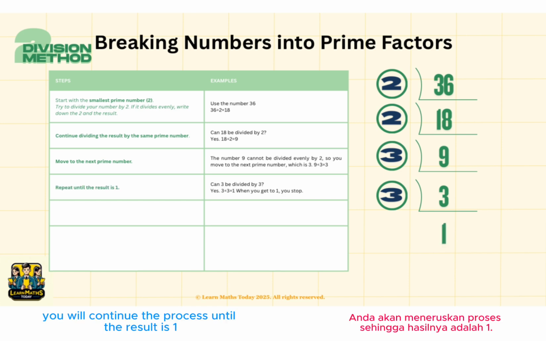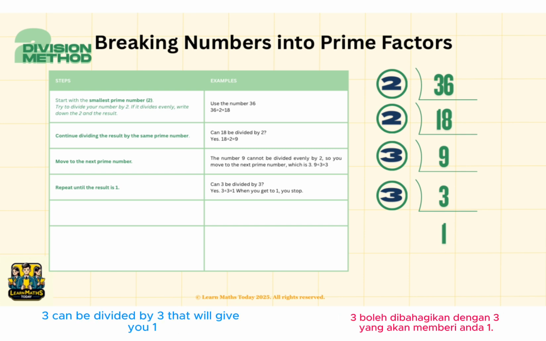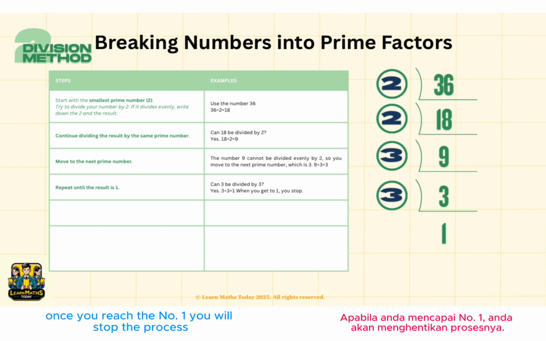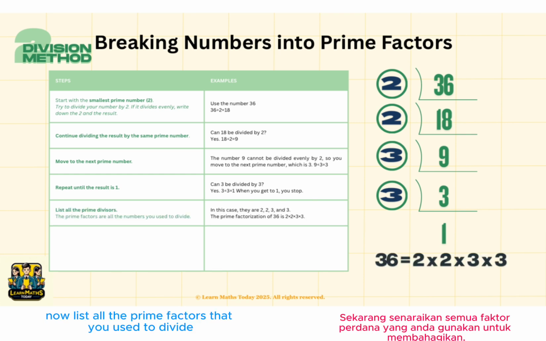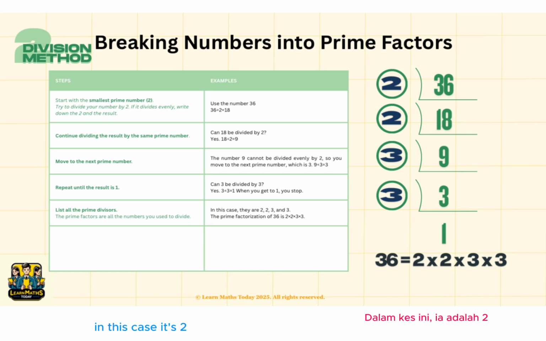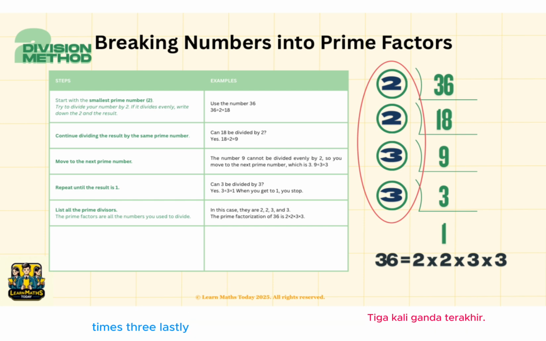You will continue the process until the result is 1. Can 3 be divided by 3? Yes, 3 can be divided by 3. That will give you 1. Once you reach the number 1, you will stop the process. Now, list all the prime factors that you used to divide. In this case, it's 2, 2, 3, and 3. So, the prime factorization of 36 is 2 times 2 times 3 times 3.